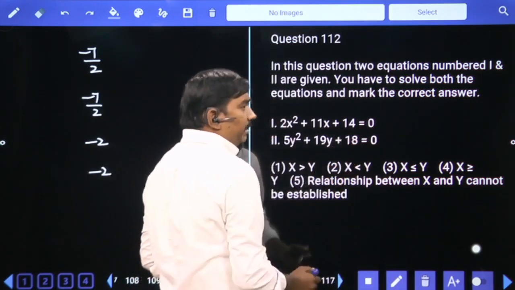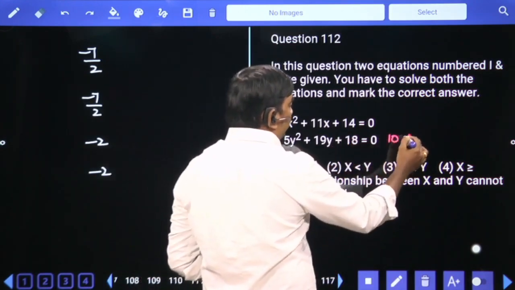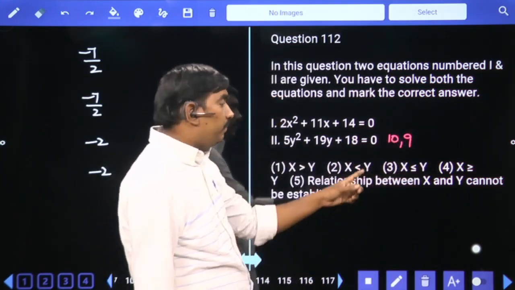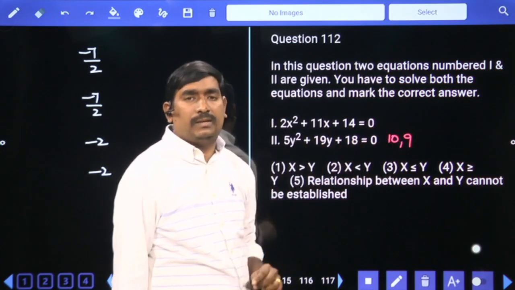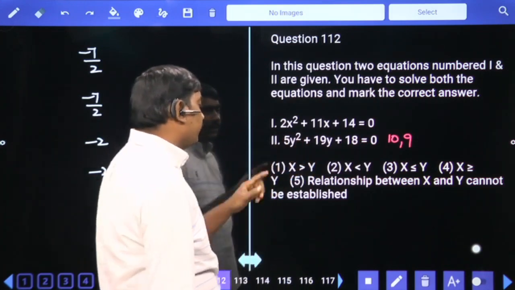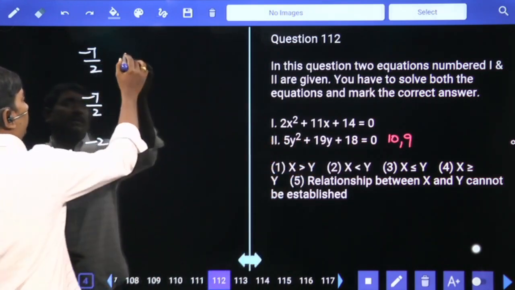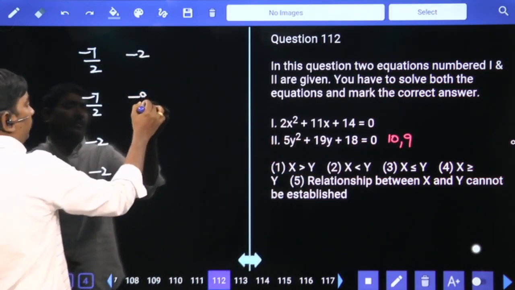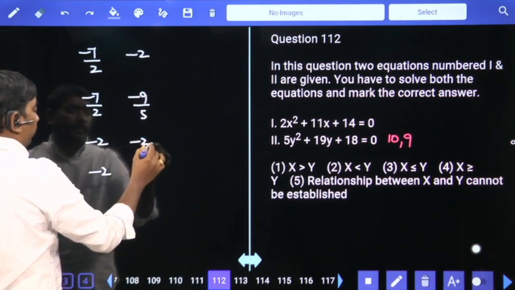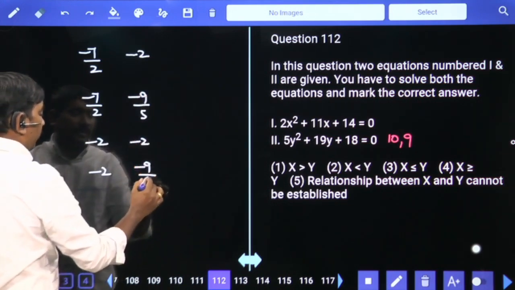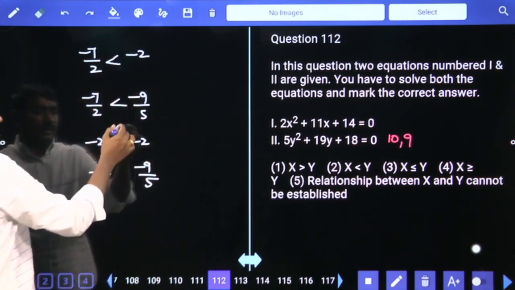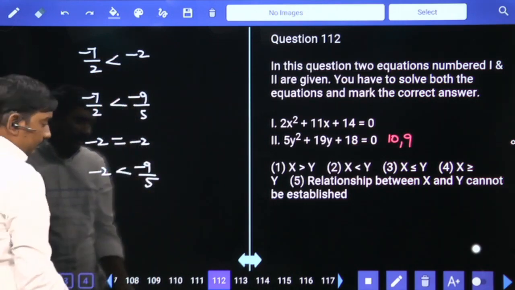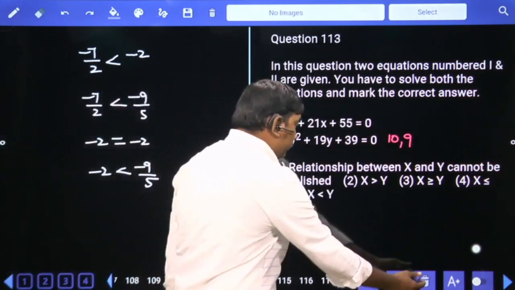5 18s are 90, 10 9s are 90. Initially plus 10 plus 9 will give us plus 19. Finally minus 10 minus 9. Before y square 5 I am having, minus 10 by 5 means minus 2, minus 9 by 5. Less than, equal, less than. X less than or equal to y.